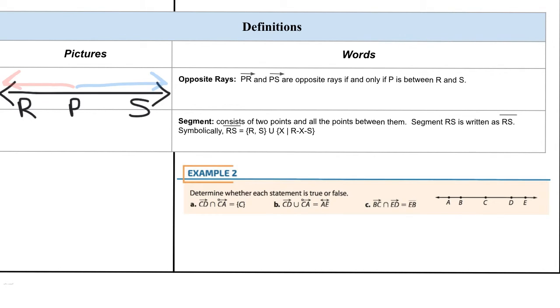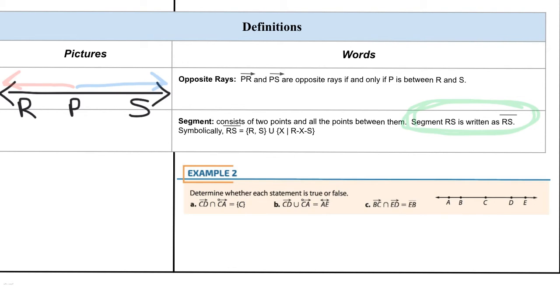Next definition is segment. A segment consists of 2 points and all the points in between them. This is important. You're going to see this all the time. Segment RS is written as RS with a line above it, no arrows. Double arrows mean line, single arrows mean ray, no arrows is a segment. Symbolically, segment RS is equal to the point R, the point S, and all the values of X that are between R and S.